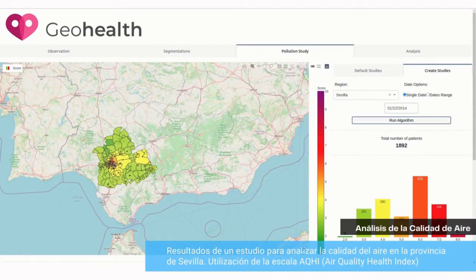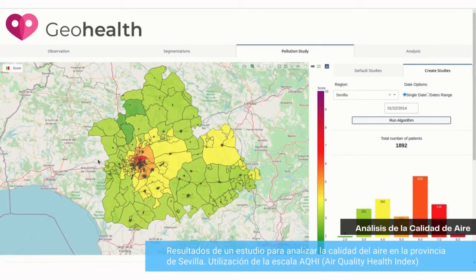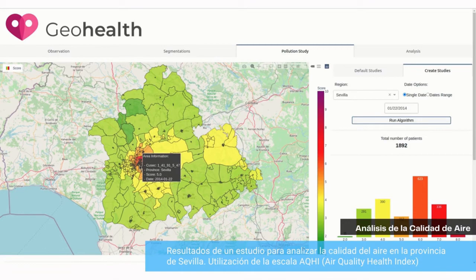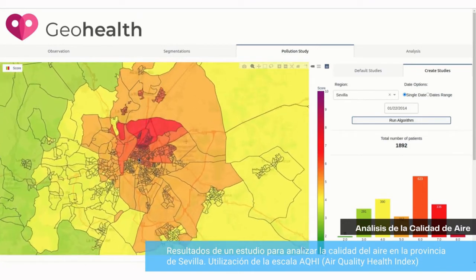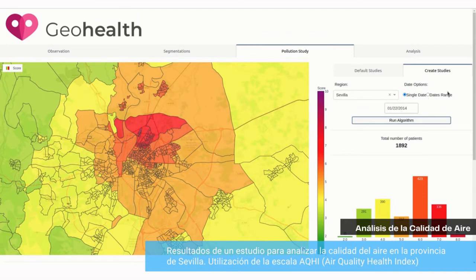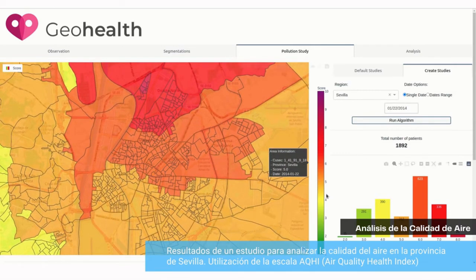In this section, the concentration of pollutant measured by the stations are interpolated and therefore spread throughout the territory. The system allows to represent the contamination levels for a specific date or date range. The objective is to associate a value per pollutant to each census section and therefore to the patients who live in it.